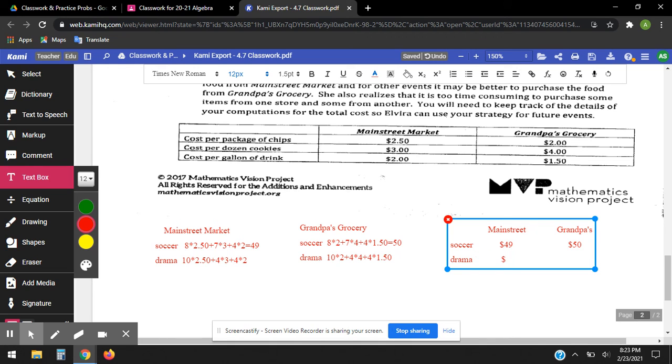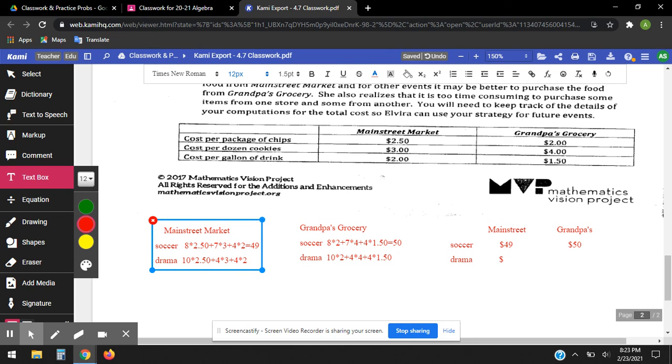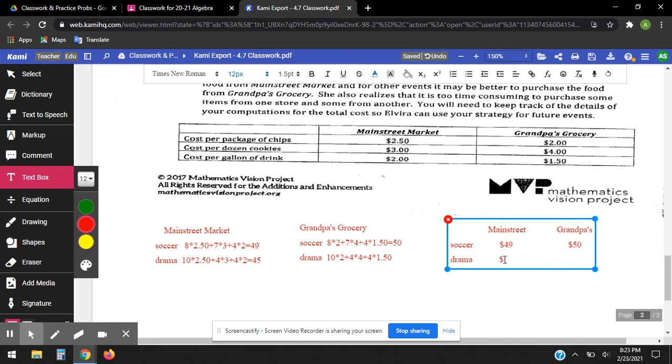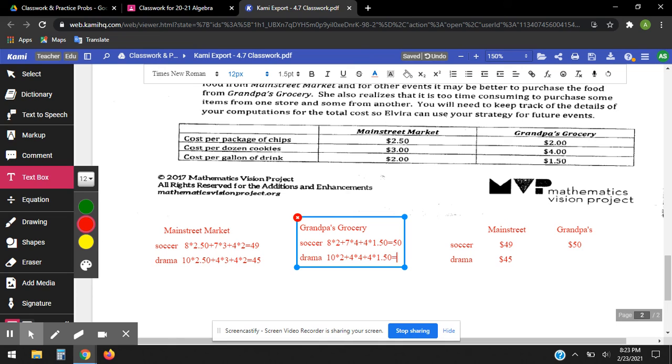All right, so drama, got to see what they add up to. So 10 times 2.50, that's 25, plus 12, plus 8 is $45. So we'll put that over here under our Main Street Market. And then drama at Grandpa's, we have 20 plus 16 plus 6, and that's 42.